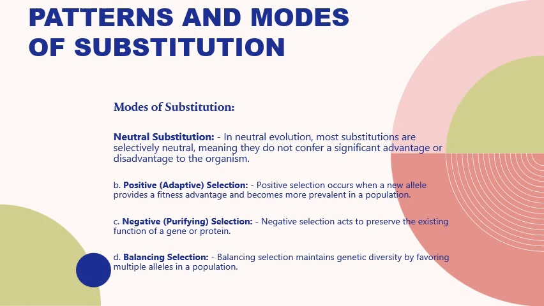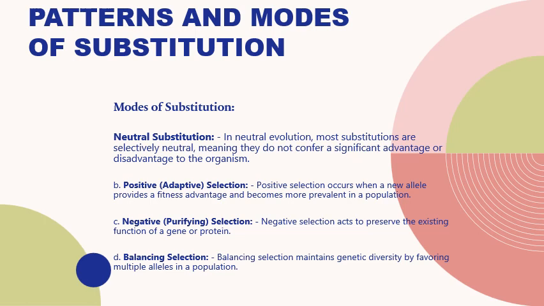So now we'll talk about modes of substitution. Modes of substitution describe the underlying mechanisms driving nucleotide substitutions. So we'll start with our first mode, neutral substitution. In neutral evolution, most substitutions are selectively neutral, meaning they do not confer a significant advantage or disadvantage to the organism. Neutral substitutions accumulate at a relatively constant rate and are the foundation of the molecular clock hypothesis.